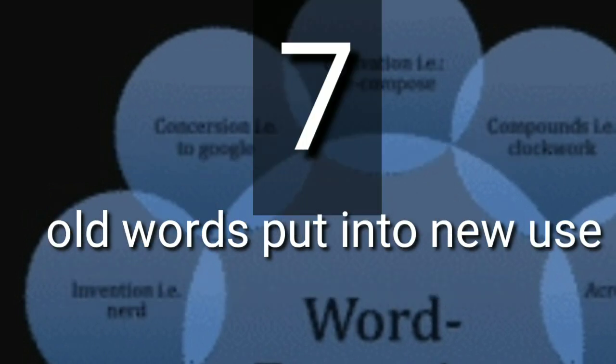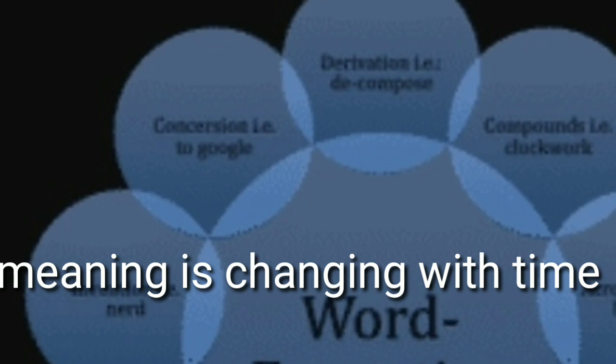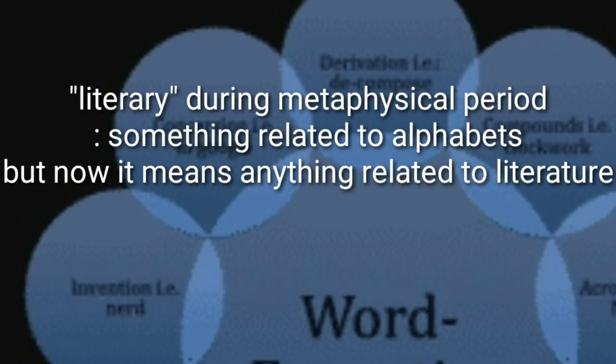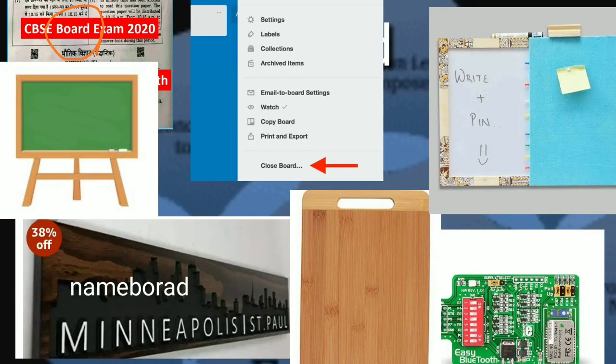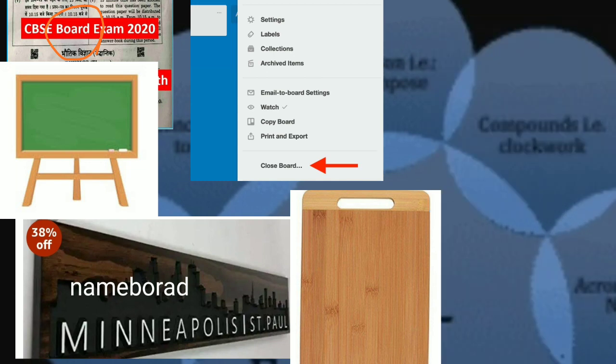Then the seventh process: old words put into new use. The meaning of a word changes as time moves and it gets a new meaning. For example, at the time of the metaphysical poets, literary meant something related to alphabets. But now it means anything related to literature. Let's look at another example. The word board may be the board of a TV, blackboard, wooden board, even a board meeting. Now a single word has a lot of meanings.